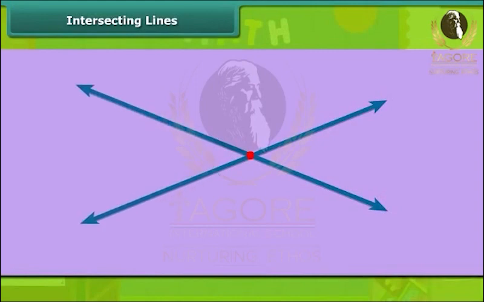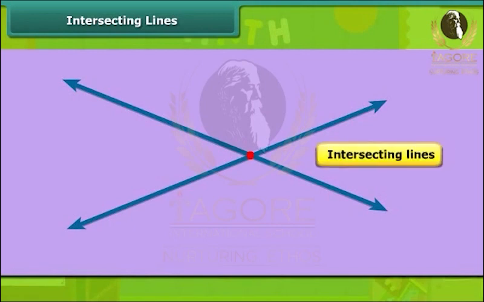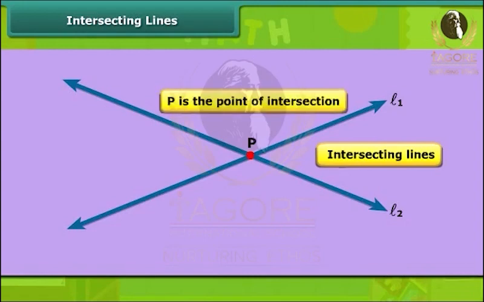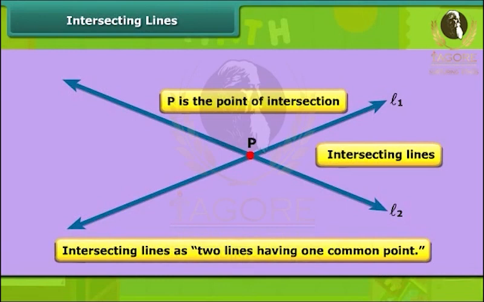Look at the figure. When 2 lines pass through a single point, we call them intersecting lines. 2 lines L1 and L2 pass through a point P, then L1 and L2 are intersecting lines, and P is the point of intersection. We can also define intersecting lines as 2 lines having one common point. A variety of examples around us has intersecting lines.